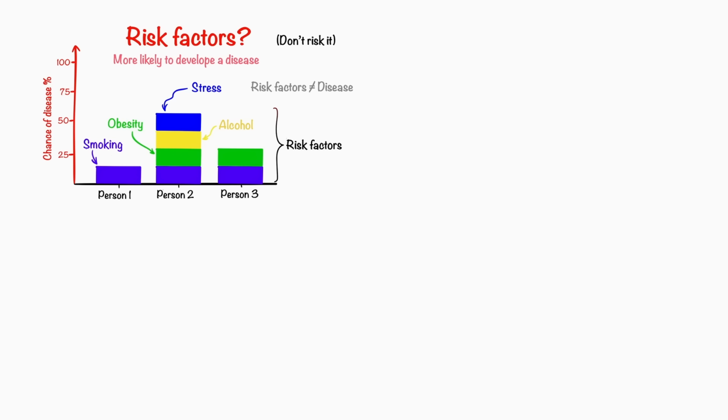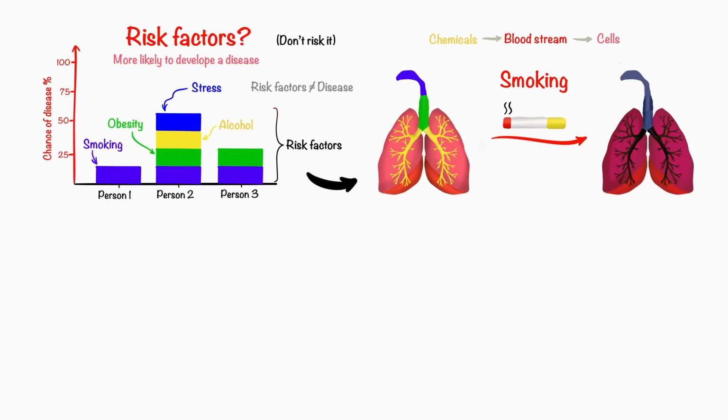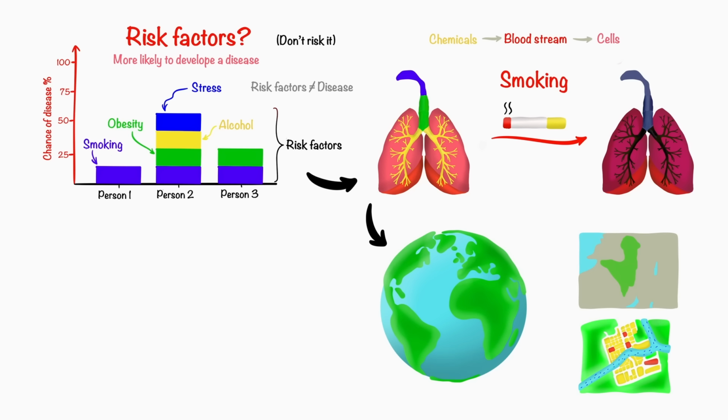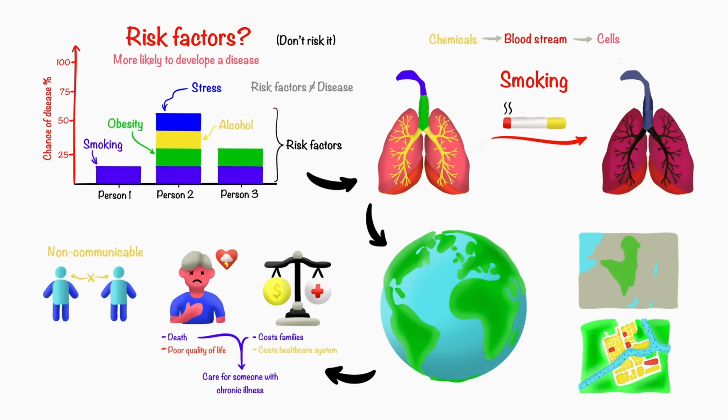Today, we're learning about what risk factors are and why they matter, then looking at different types of risk factors that can make us more likely to get certain diseases, seeing how these factors affect people differently depending on where they live, and finally, exploring why this matters for individuals, families, and society.